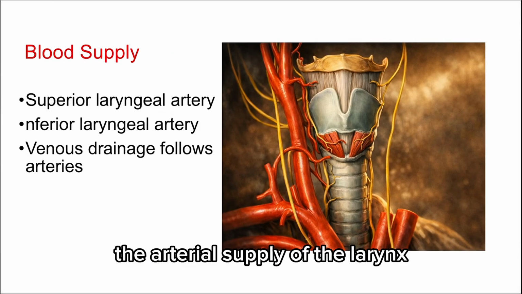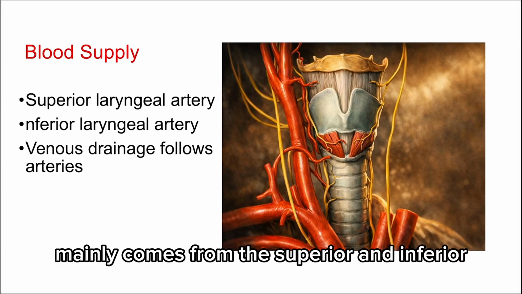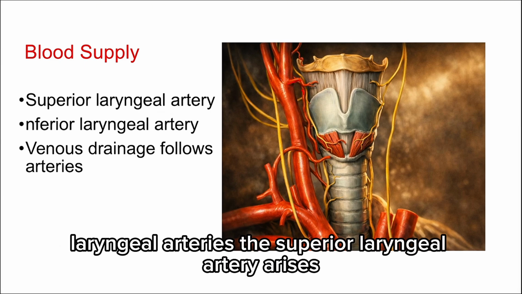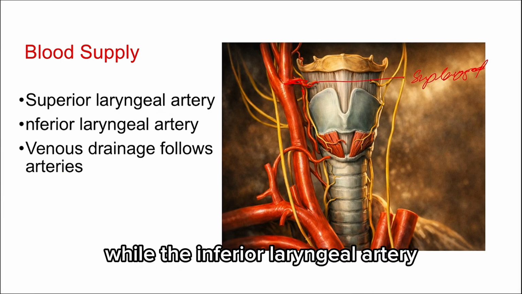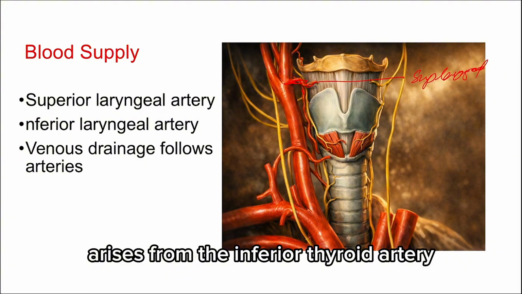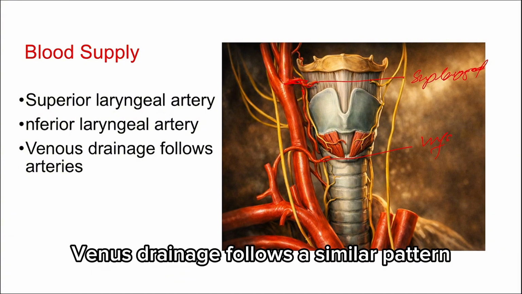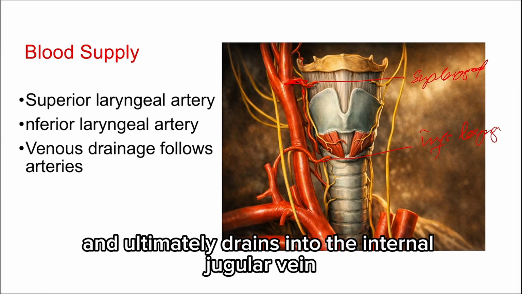The arterial supply of the larynx mainly comes from the superior and inferior laryngeal arteries. The superior laryngeal artery arises from the superior thyroid artery, while the inferior laryngeal artery arises from the inferior thyroid artery. Venous drainage follows a similar pattern and ultimately drains into the internal jugular vein.